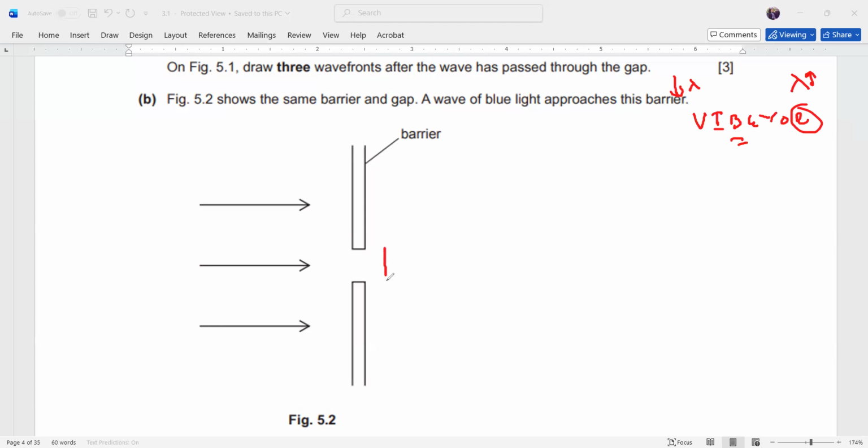So when we show it, we only confirm it, and it is a shorter wavelength. Another thing it should show is that this wavelength should be shorter than the previous one. Okay, should we draw the incident wavefronts as well? I don't think they asked. They asked just for the refracted one.